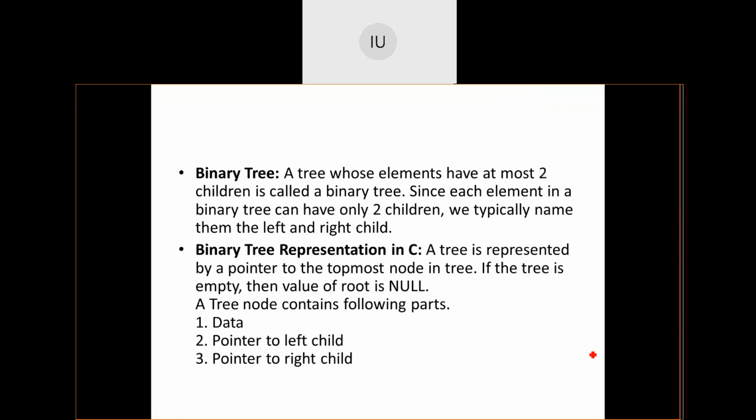Now, the first thing that I will take is the binary tree. A binary tree is a tree whose elements have at most 2 children. It's a tree where every node has at most 2 children. At most means at max 2 children, not more than that. It doesn't allow 3 nodes at any point in time. Such a tree is called a binary tree.